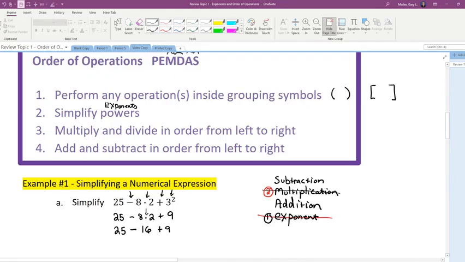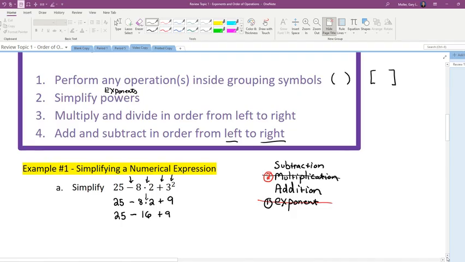And now you'll notice we're left with just subtraction and addition. We don't have to worry about multiply and divide on this one. Actually, we did. We already took care of it. And now we have add and subtract, and we're going to go from left to right. So now I get to do what our instincts tell us to do, which is just start at the left and start working to the right.